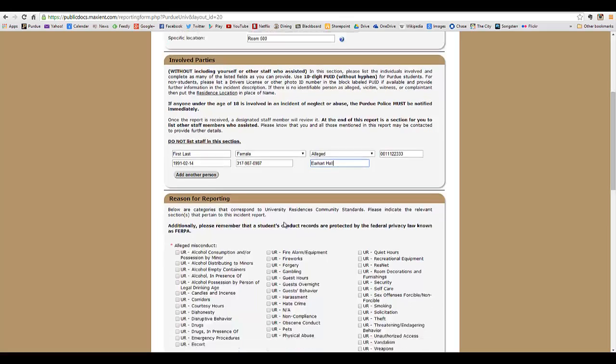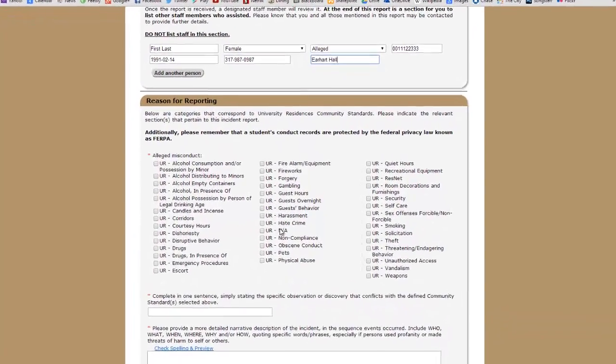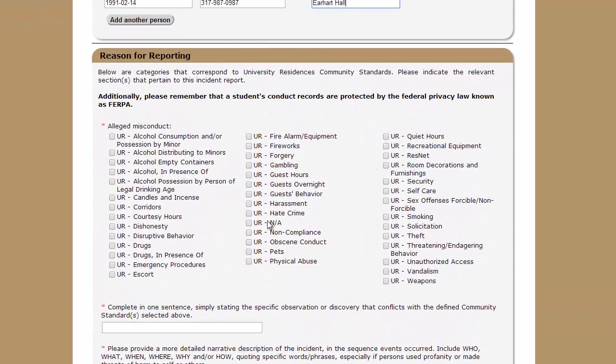Next, choose all appropriate reasons that you are filing this report. Please be thorough with the different options provided. If you're writing a memo IR or a follow-up IR, check URNA.